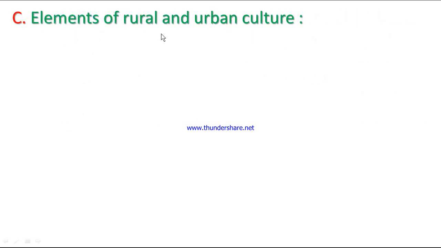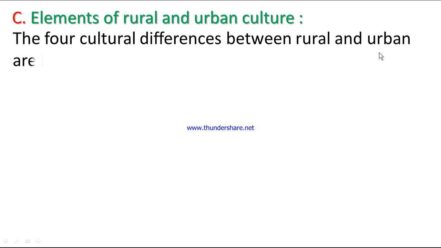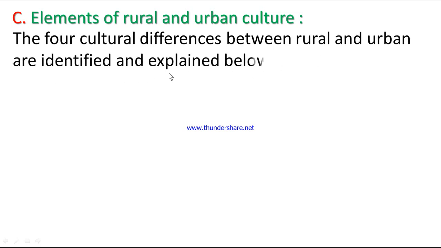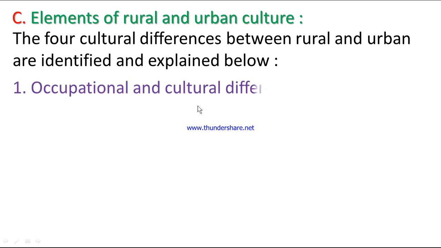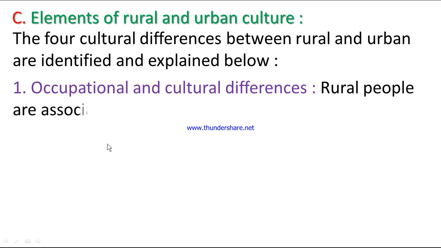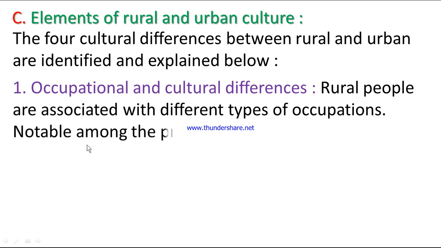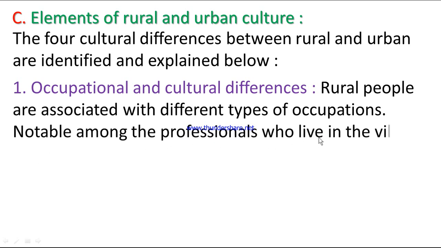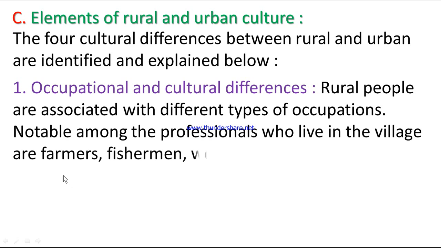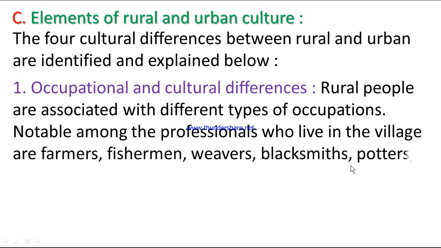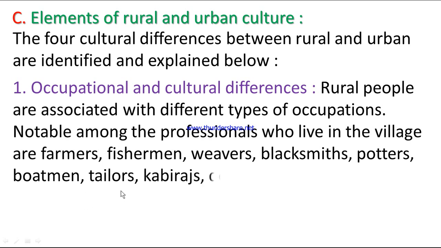Number C. Elements of rural and urban culture. The four cultural differences between rural and urban are identified and explained below. Number one, occupational and cultural differences. Rural people are associated with different types of occupations. Notable among the professionals who live in the village are farmers, fishermen, weavers, blacksmiths, potters, boatmen, tailors, cobblers, doctors, etc.